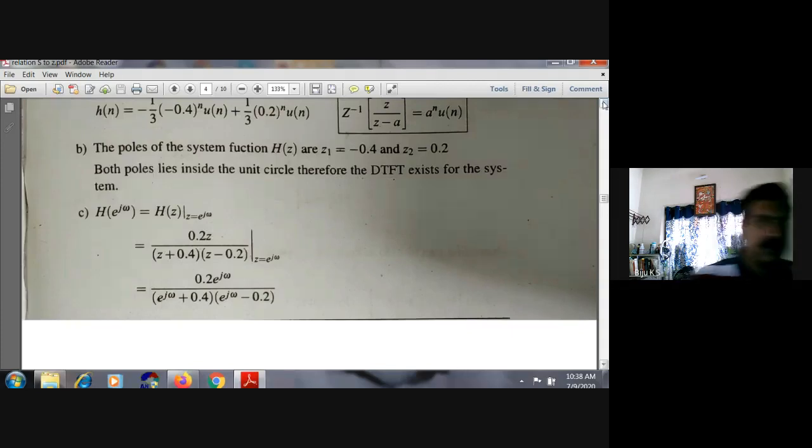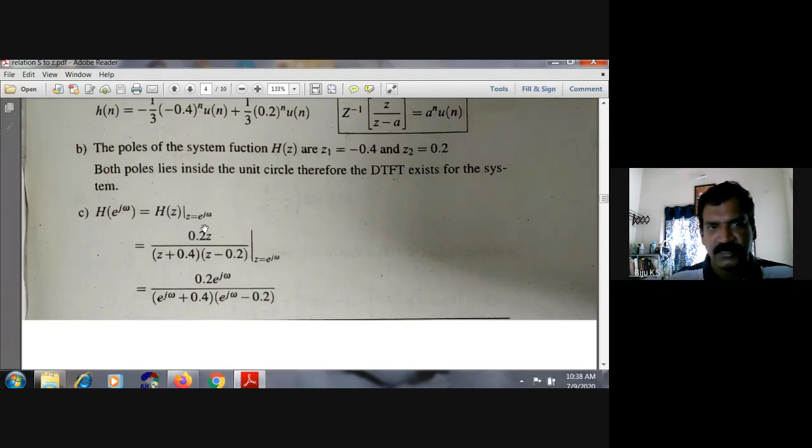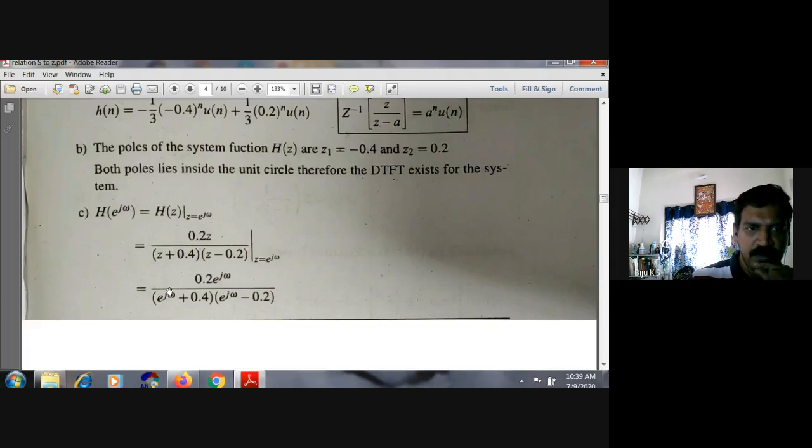The last portion is to find the DTFT of the system. So the DTFT H(e^jω) is equal to H(z) when z is substituted with e^jω. This is the relation between the DTFT and Z transform. So we take the basic equation of H(z), then substitute z equal to e^jω. That will be equal to H(e^jω).